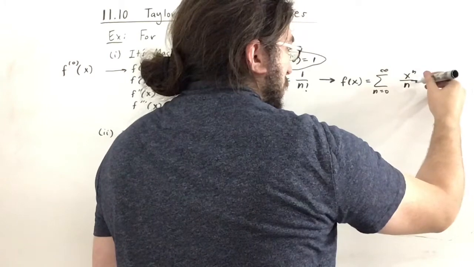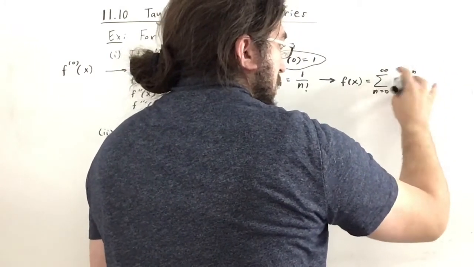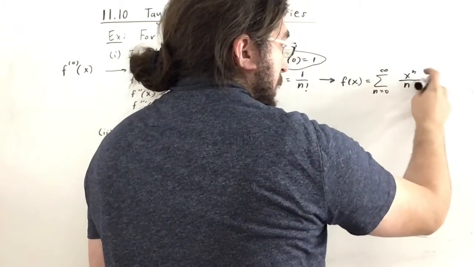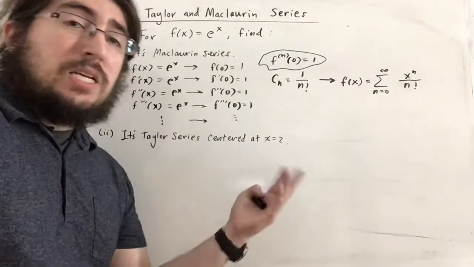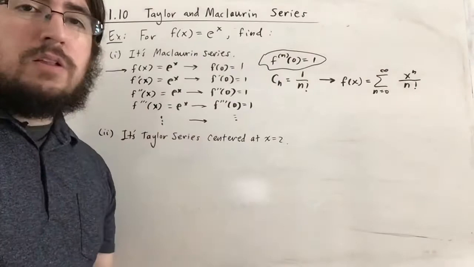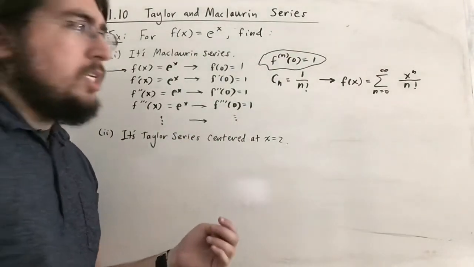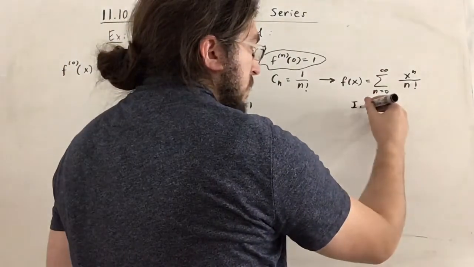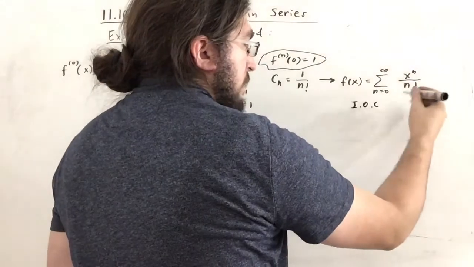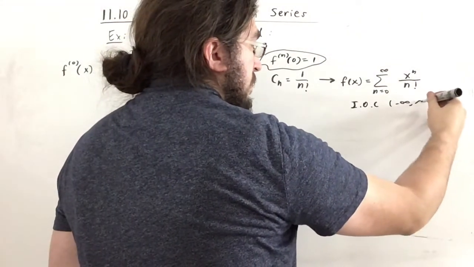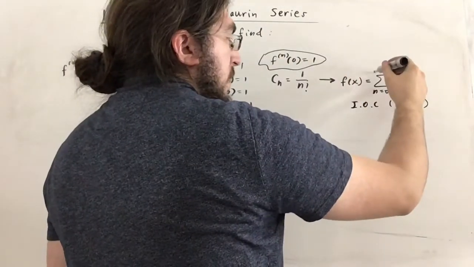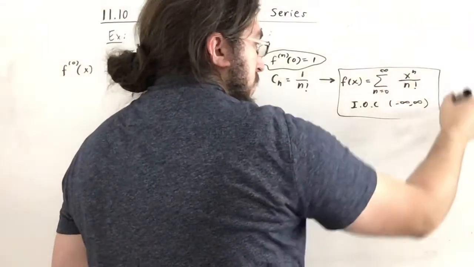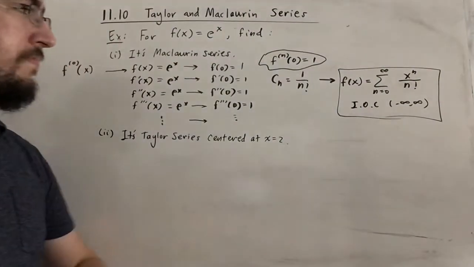And believe it or not, we actually saw this in chapter 11.8. I did an example of this, where we found the interval of convergence, and this actually converges for all values of x, believe it or not. You can show that by the ratio test. So in this case, the interval of convergence is negative infinity to infinity. So pretty cool. And that's the Maclaurin series expansion and interval of convergence. So I'll just box that all together.